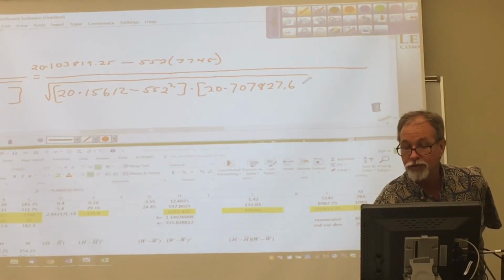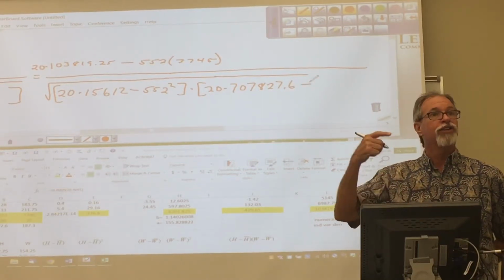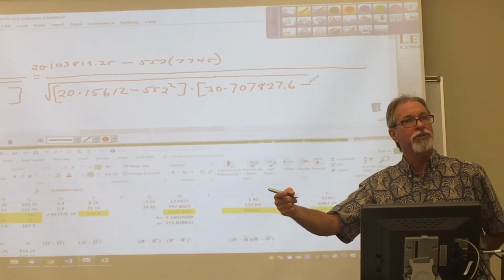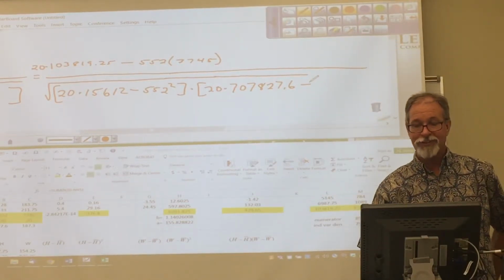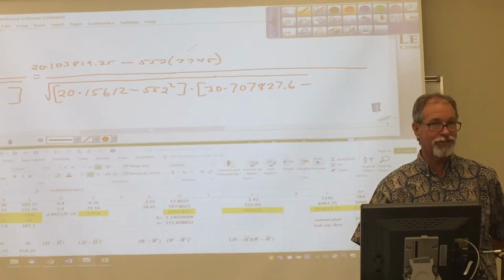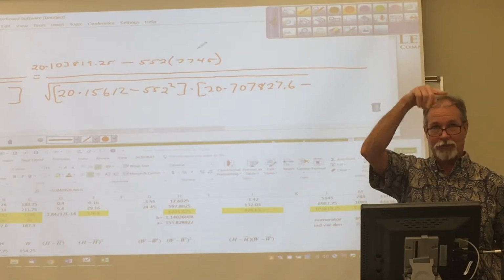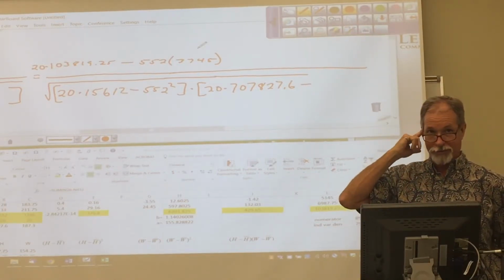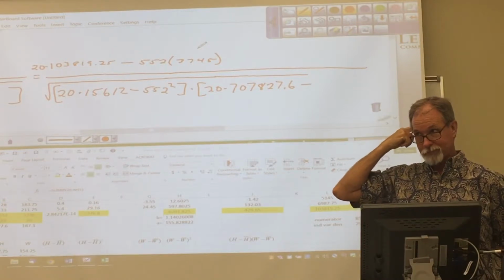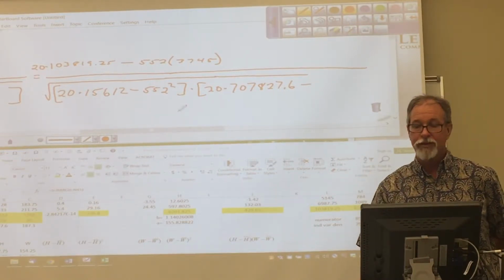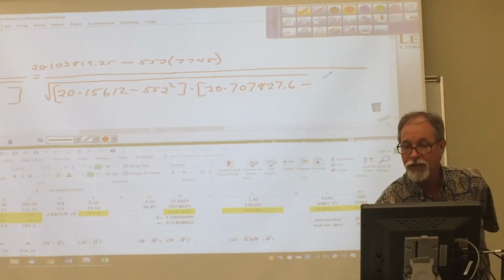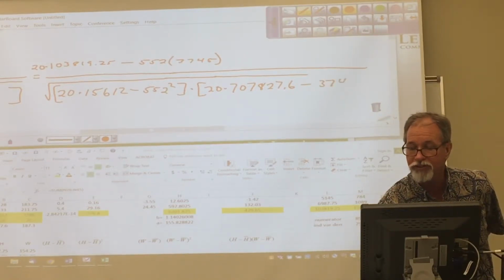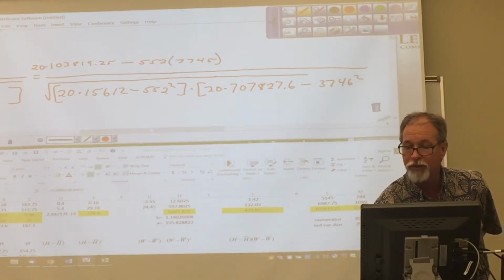And then I'm going to subtract the sum of W squared. Where's the formula? I didn't get to finish writing that. It's in the Word document in resources. It's the same thing as the X. So this would be 3746 squared.